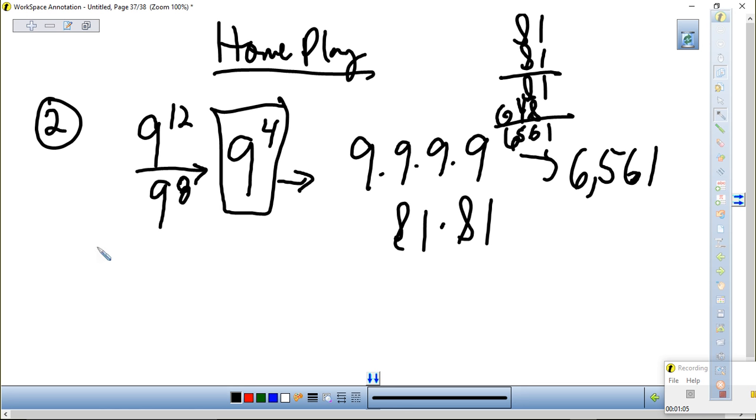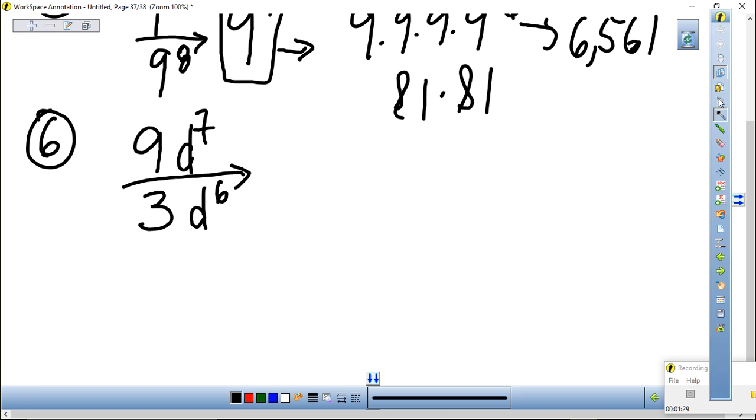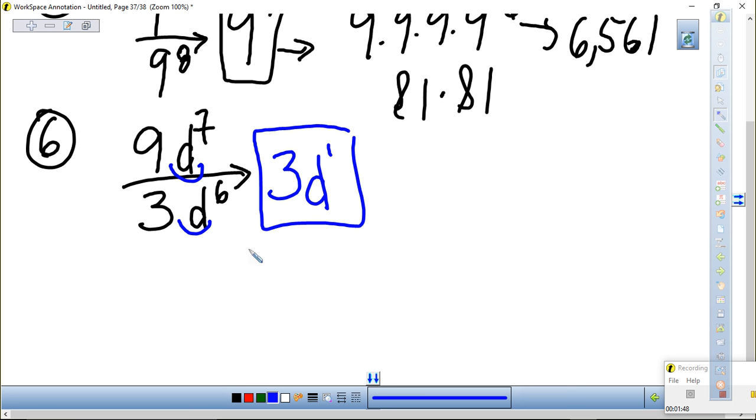Let's look at number 6. For number 6, we have 9d to the 7th over 3d to the 6th. Start with the numbers first. Can we simplify this? 9 over 3 is the same as what? 3 over 1, which is 3. All right, are these the same base? Yes. 7 minus 6, that is 1, and there it is. Everybody got it? Okay.